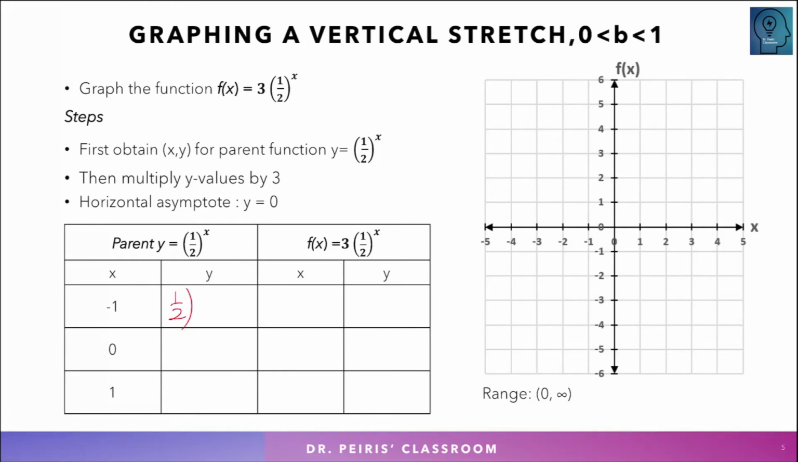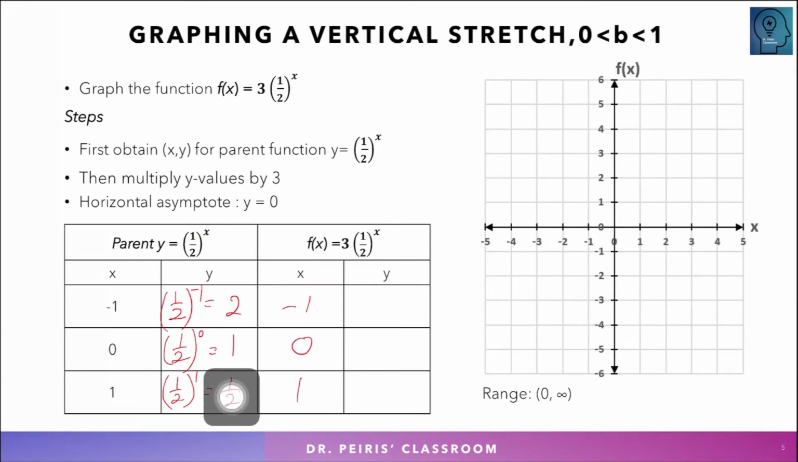So half x is -1, 2; half x is 0, which is equal to 1; x is 1, half to the 1 is half. The x values stay the same, -1, 0, 1, in the given function because it's only a vertical stretch. Now to find the new y values for this given function, we multiply the values that we found for the parent function by 3.